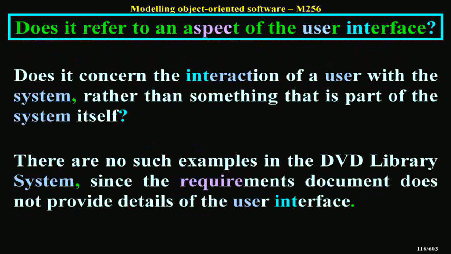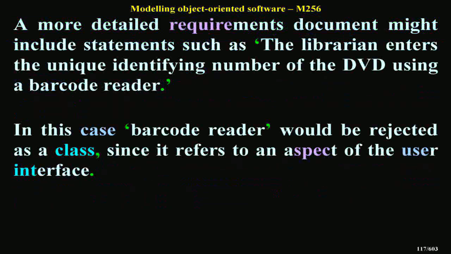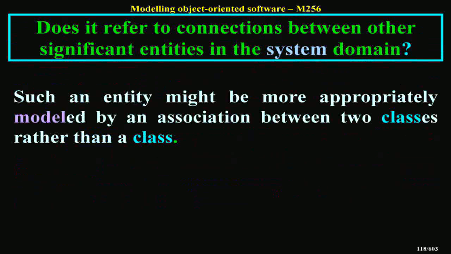Does it refer to an aspect of the user interface? Does it concern the interaction of a user with the system, rather than something that is part of the system itself? There are no such examples in the DVD library system, since the requirements document does not provide details of the user interface. A more detailed requirements document might include statements such as the librarian enters the unique identifying number of the DVD using a barcode reader. In this case, barcode reader would be rejected as a class, since it refers to an aspect of the user interface.